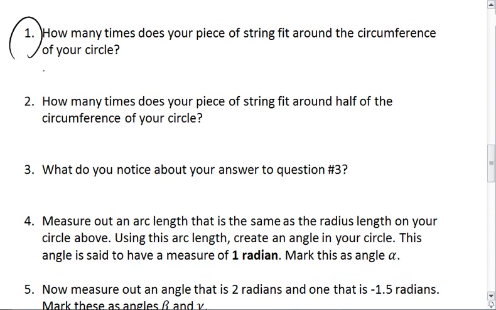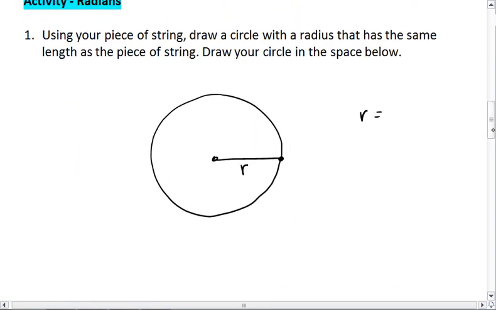The first question is, how many times does your piece of string fit around the circumference of your circle? Alright, we have our piece of string, which is our radius. We're going to pick it up and we're going to lay it across the circle. So we can have 1, 2, 3, 4, 5, 6, and a little bit. This string, our radius, is going to fit around a circle about 6.3 times.